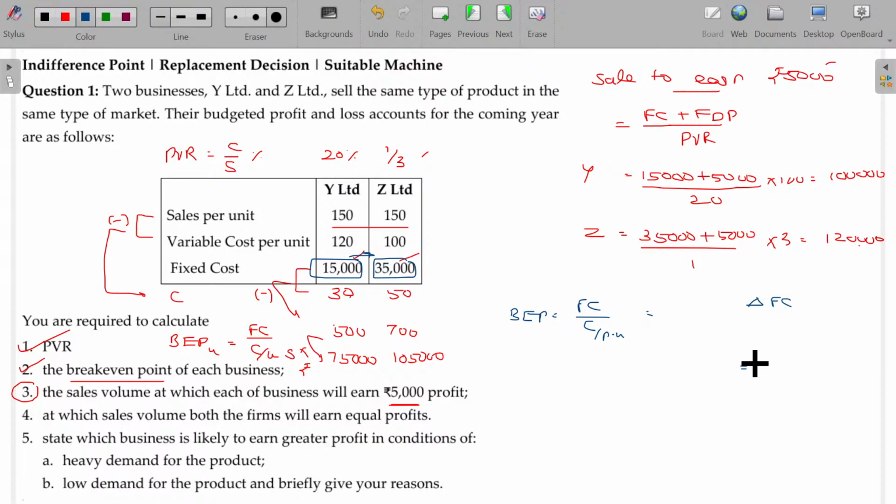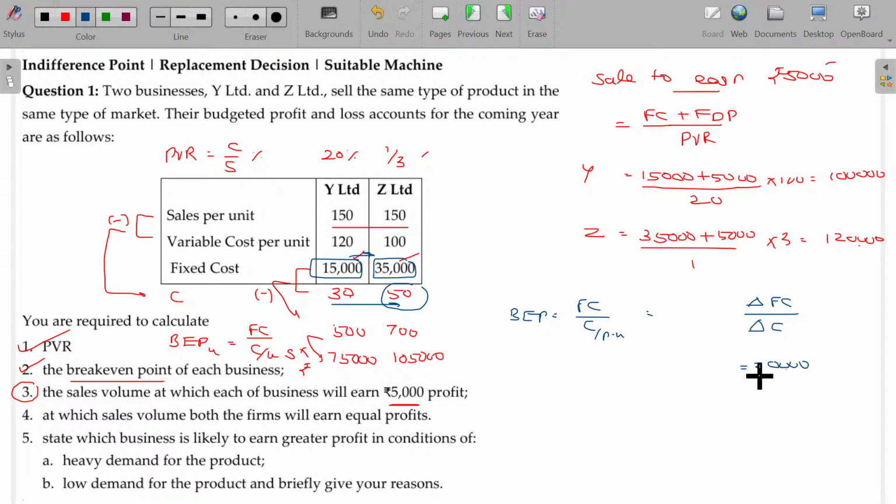20,000 rupees. Because of moving from Y to Z, what is the benefit you are getting extra? For every unit, you are getting 50 rupees extra benefit. Am I right? Difference in contribution.